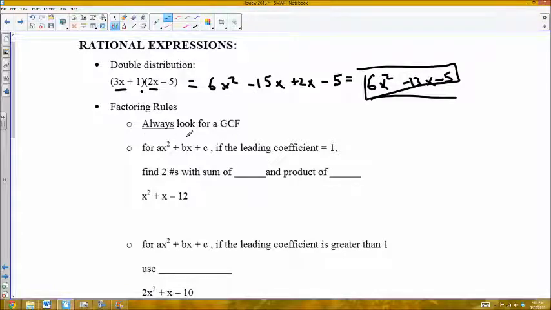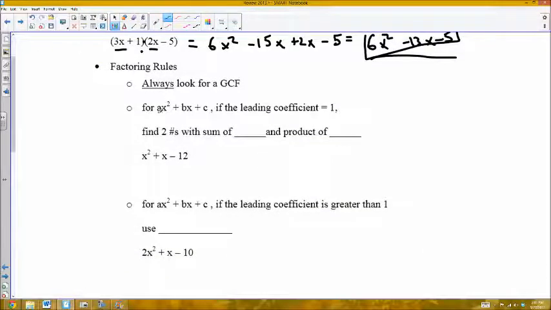So the general rules in factoring, I would always first check for GCF, that simplify your expression if you could pull out a coefficient or a variable. For a quadratic type, ax squared plus bx plus c, if the leading coefficient is 1, meaning this a value here is 1, you're basically looking for two terms that end up with a sum of the b term and a product of the c term.